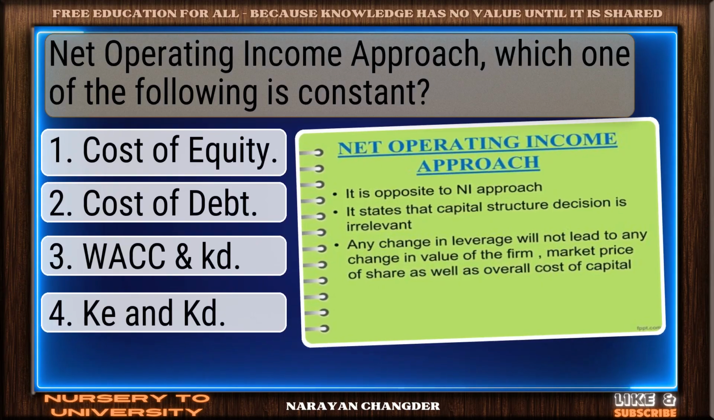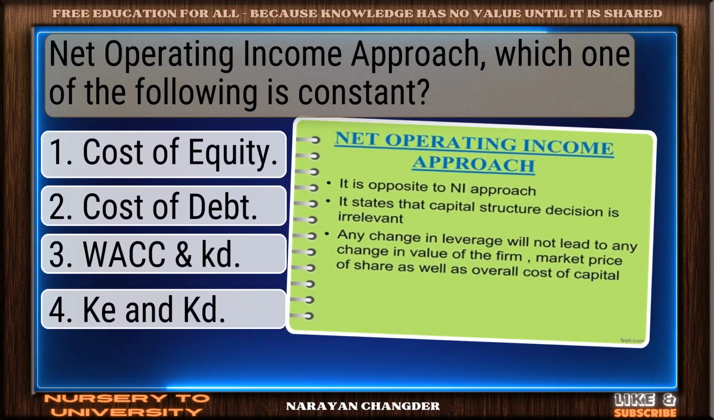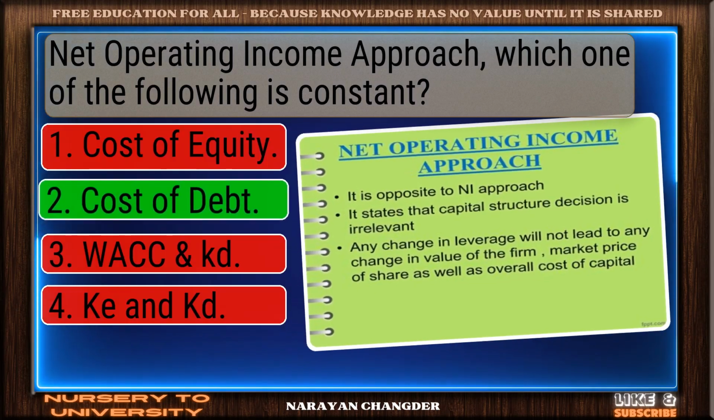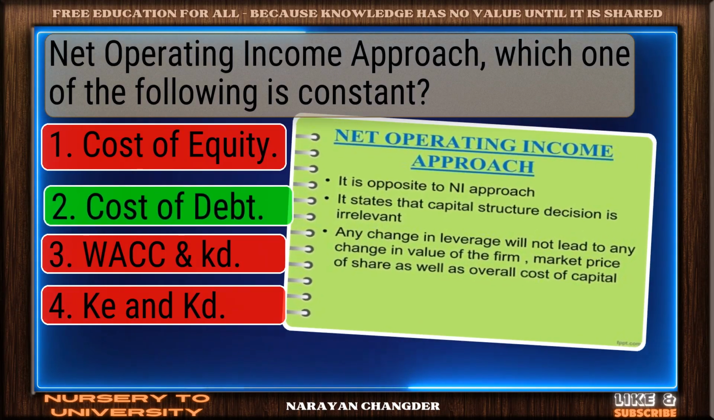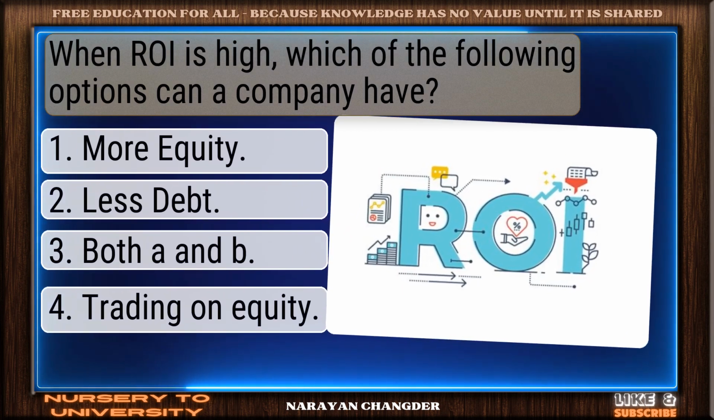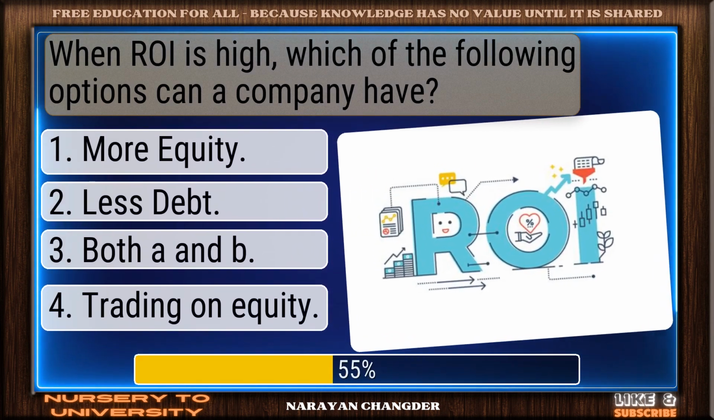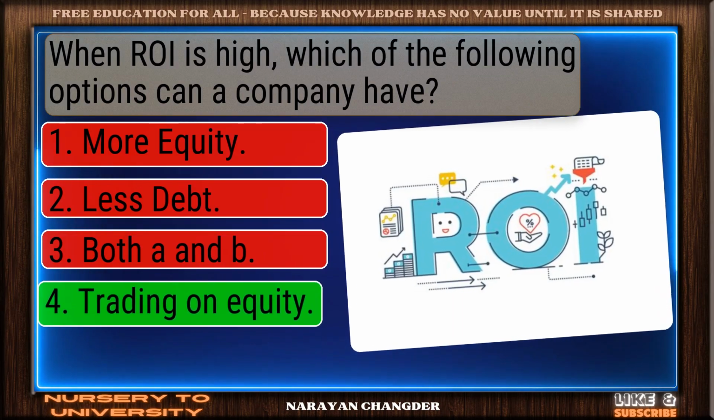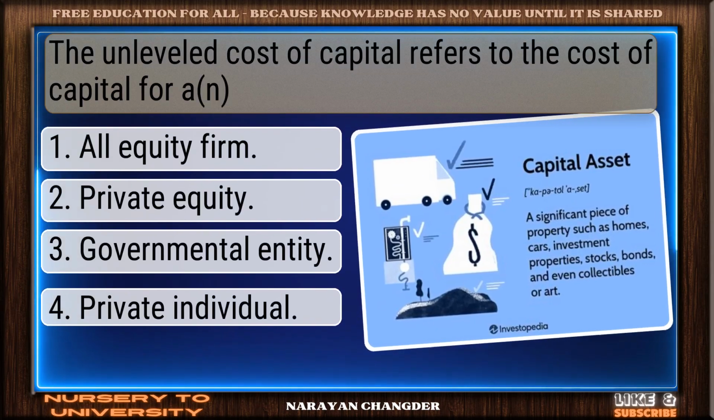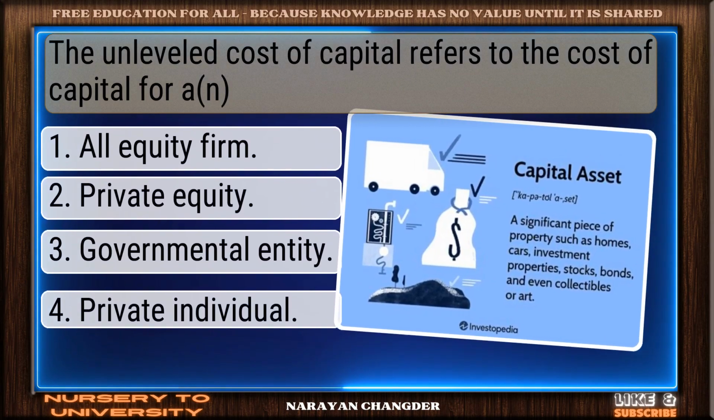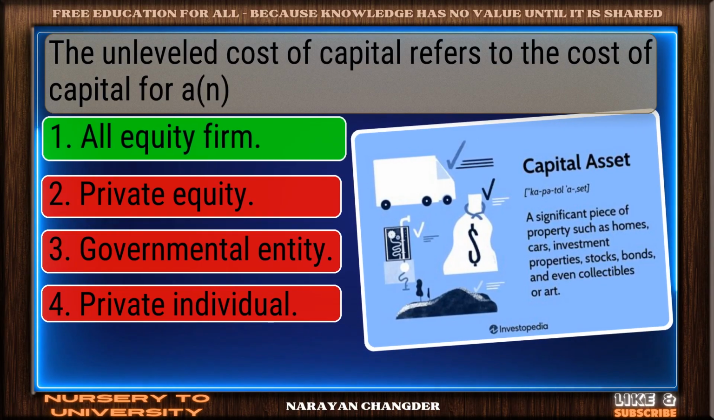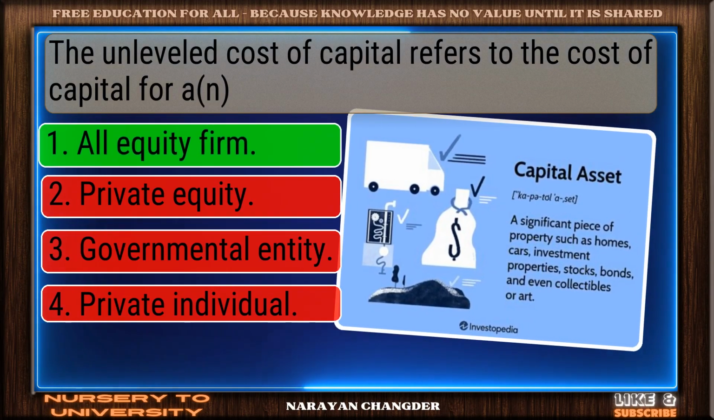Net operating income approach. Which one of the following is constant? Smart pick. Cost of debt is the correct choice. When ROI is high, which of the following options can a company have? Excellent choice. Trading on equity is the right answer. The unlevered cost of capital refers to the cost of capital for a. On track. All equity firm is the correct answer.